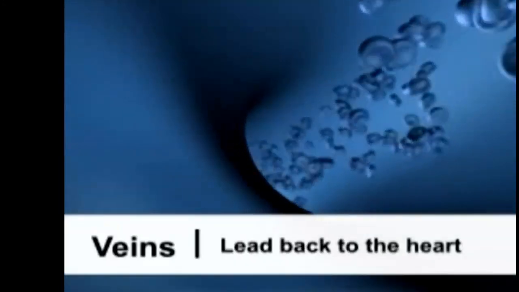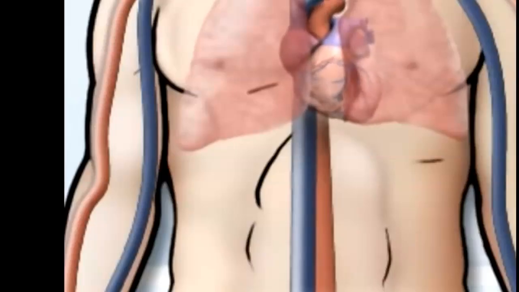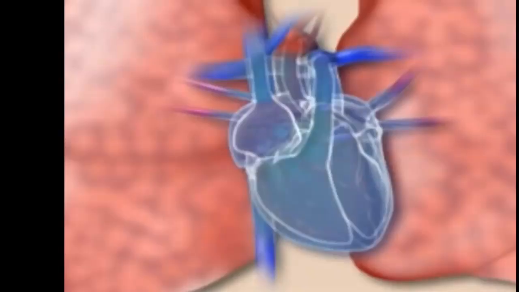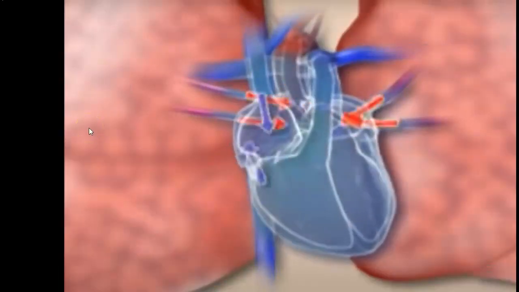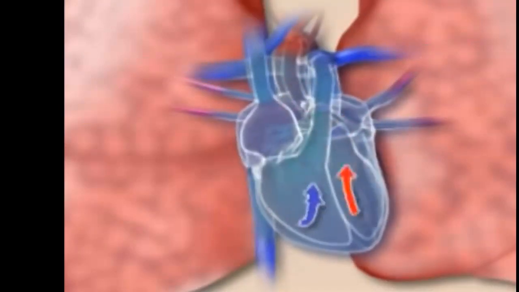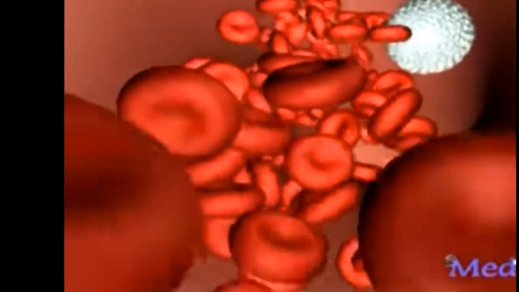As the vessels carry deoxygenated blood back to the heart, waste products are routed to other organs, where they are removed for disposal. As the deoxygenated blood makes its way back through the heart and lungs, it picks up oxygen and nutrients. The heart then pumps the blood out through the arteries, and the cycle is repeated.